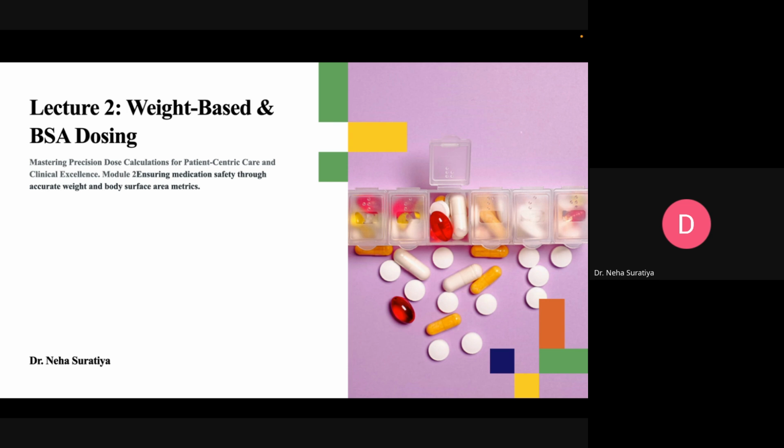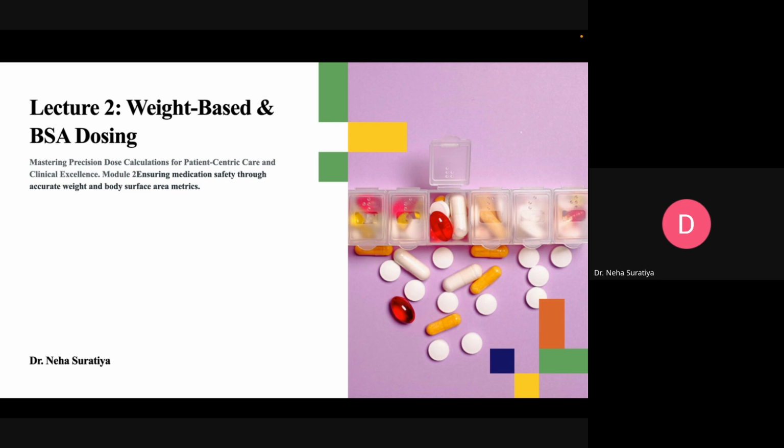Everything will be clear in the upcoming slides, so don't worry. I am just briefing you on what is coming in the session in this introductory slide, so that you are more aware and it gives you some clues about what is coming further. Weight-based dosing has a different unit, and body surface area dosing also has a different unit. They are expressing different things.